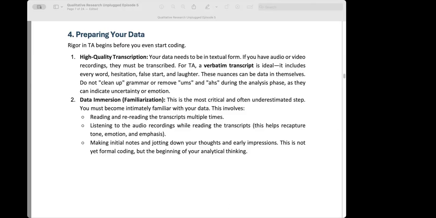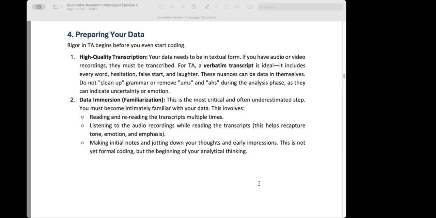These initial jottings are like memos to yourself, capturing your immediate reactions and nascent ideas about potential patterns or particularly interesting points. This process helps you get a real feel for the breadth and depth of the material, moving you from being merely a transcriber or a passive reader to an active, engaged analyst from day one. It's like having an ongoing conversation with your data.